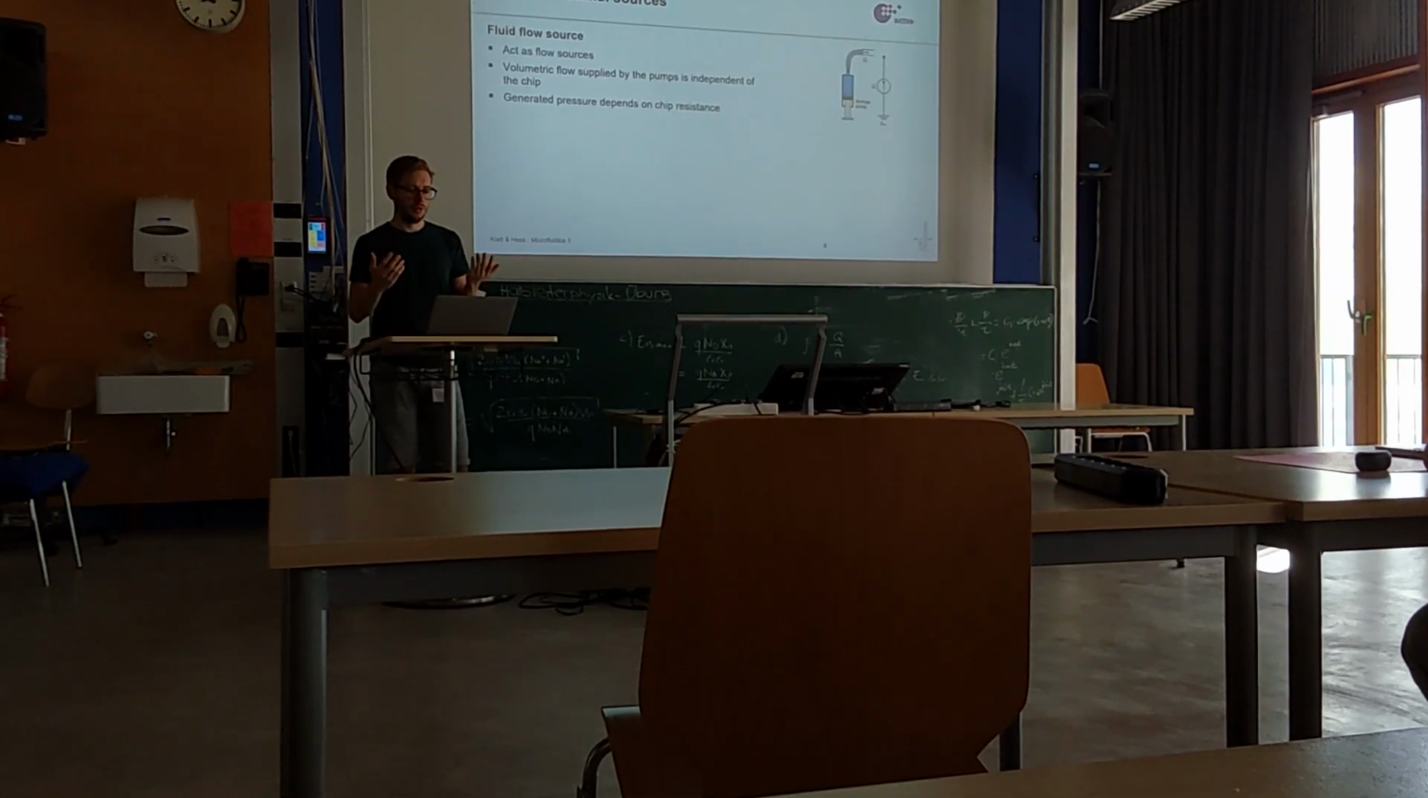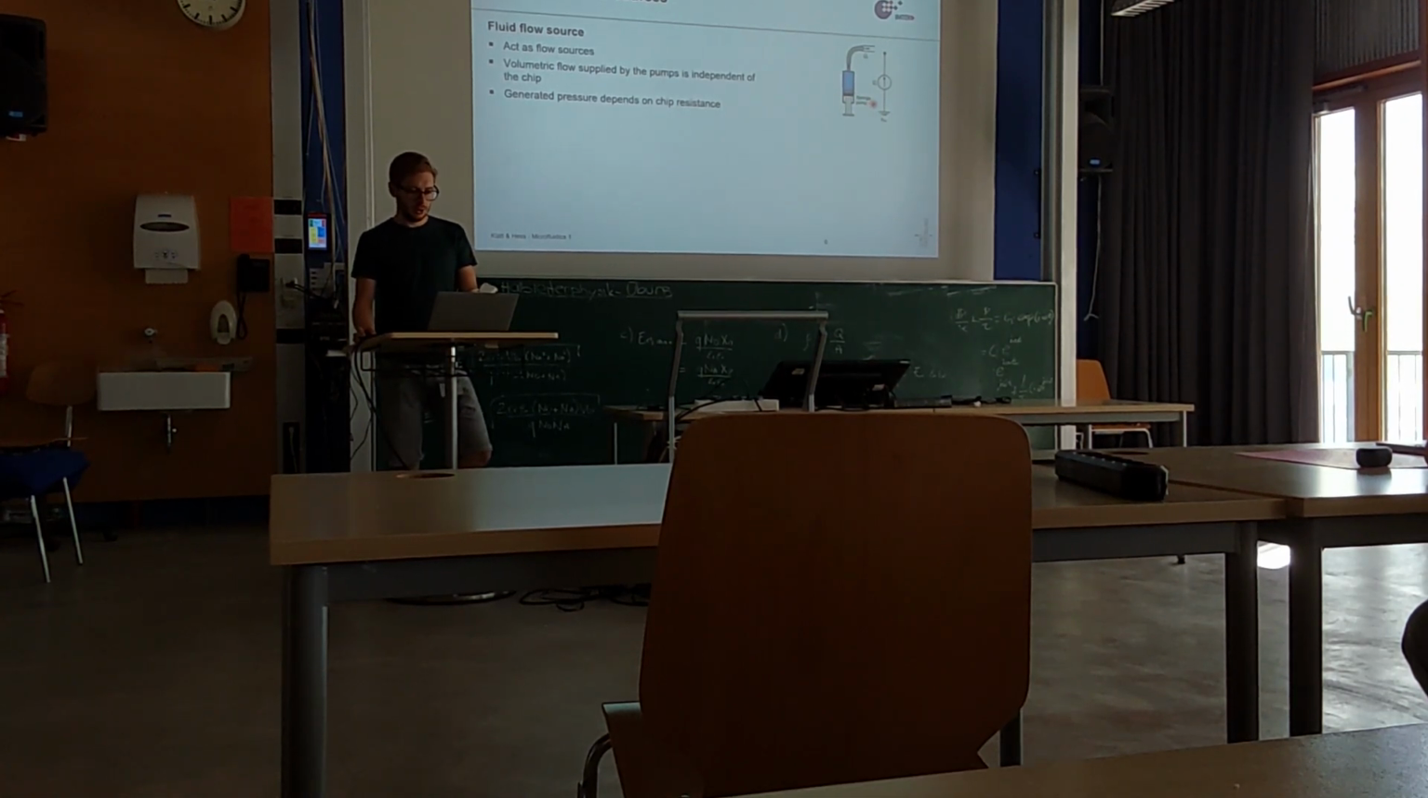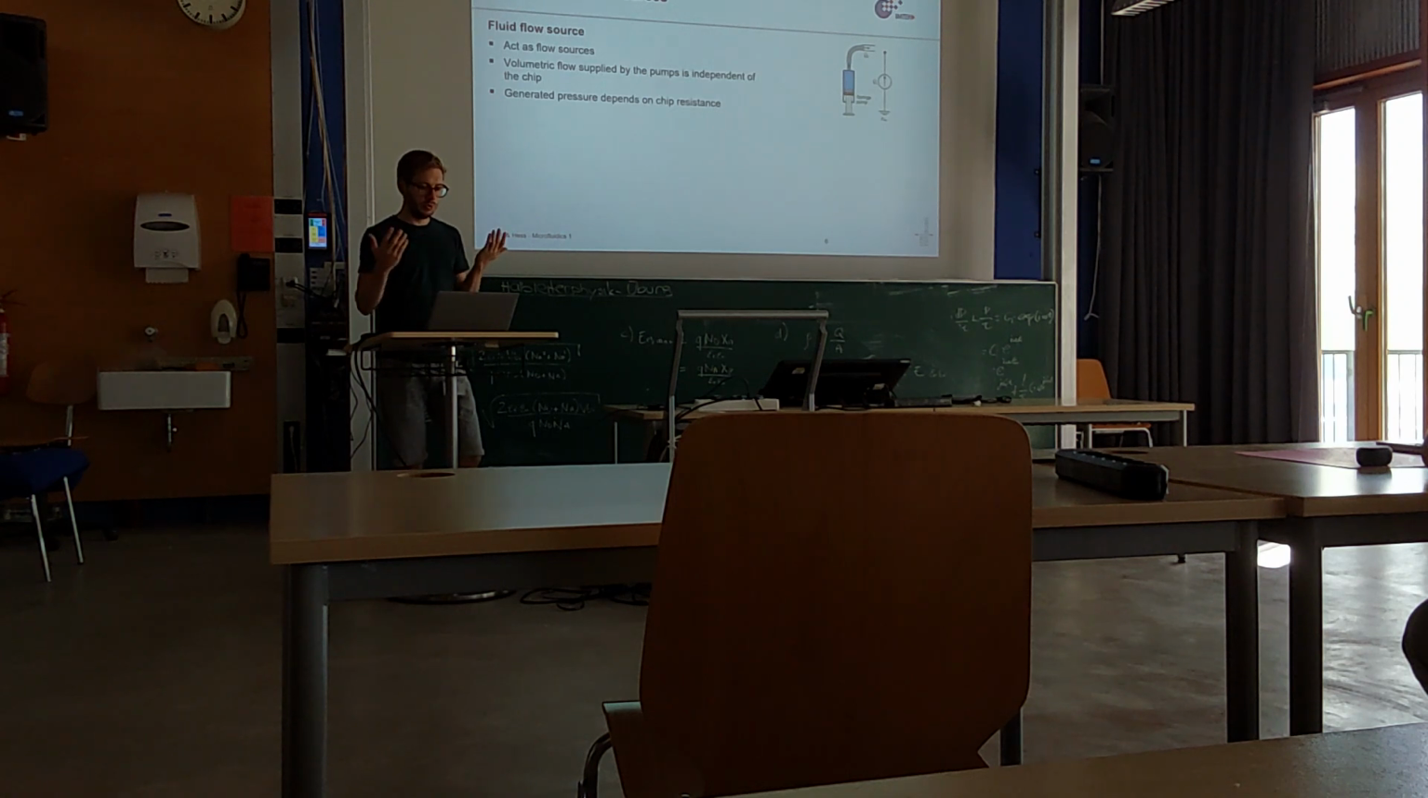First one is the fluid flow source. One example is depicted right here. It's basically just a syringe. So you push this up and you provide a volume flow. And this is why it's called fluid flow source. It acts as a flow source and it provides a volume flow.